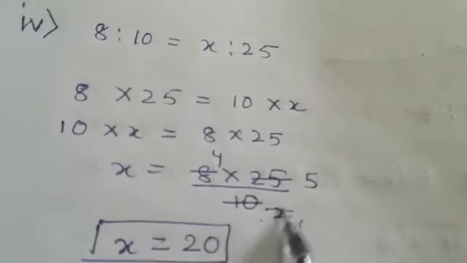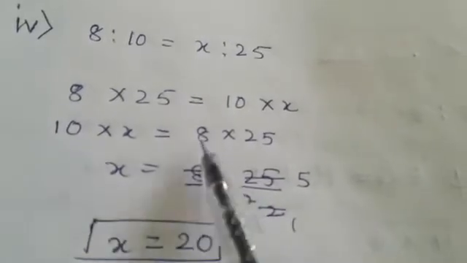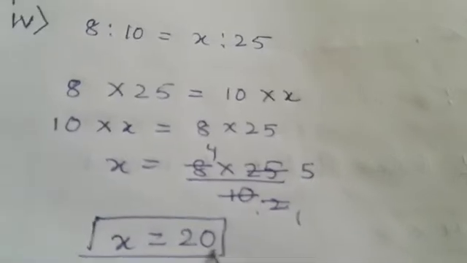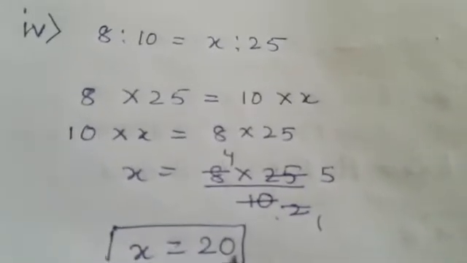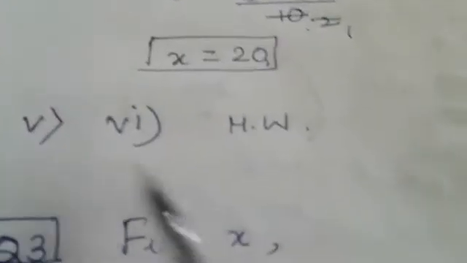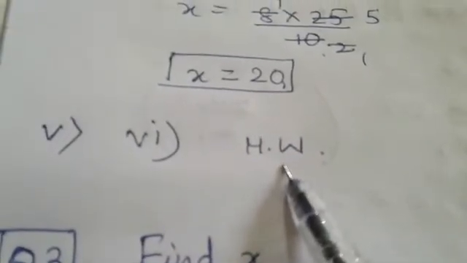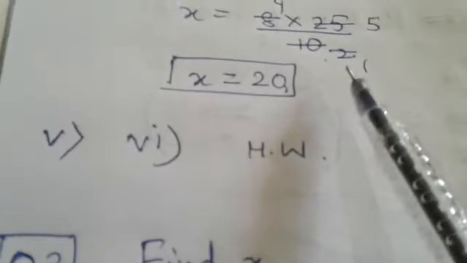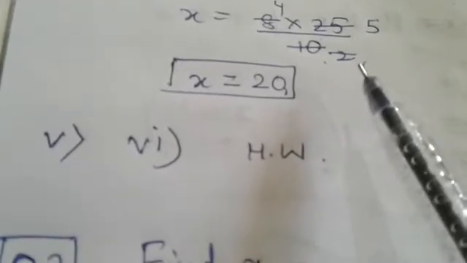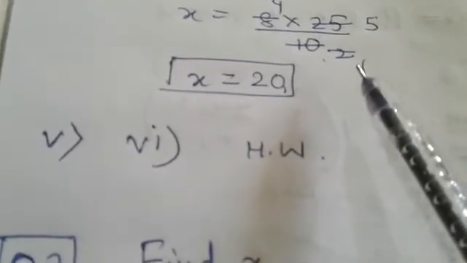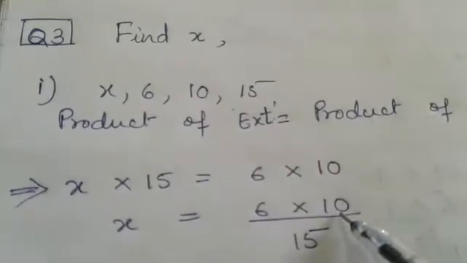5 5's are 25, 5 2's are 10, 2 1's are 2, 2 4's are 8, 5 4's are 20. I hope you have understood this very well. So for that sake, 5th and 6th are homework. Just see, you can make mistakes in transposition. So please take care there. Alright. Then let's see question number 3.